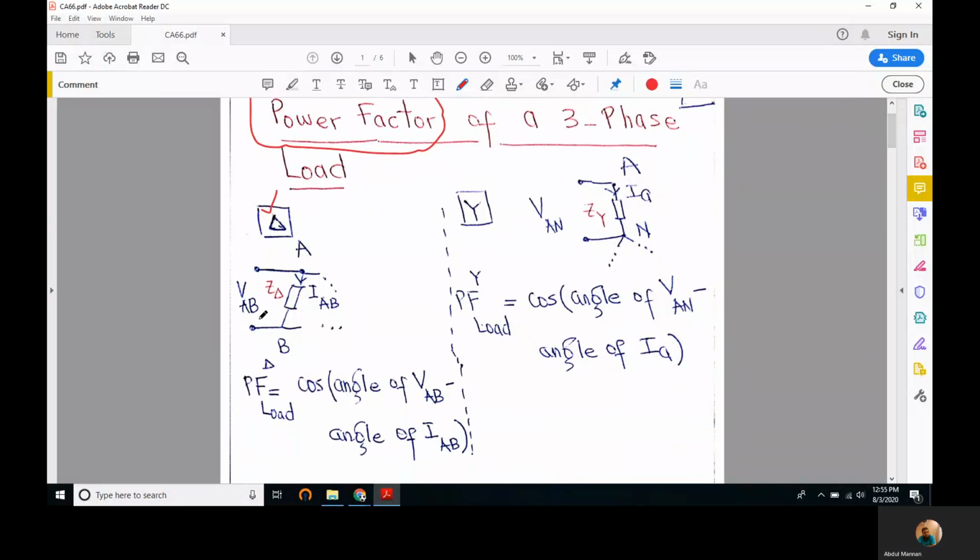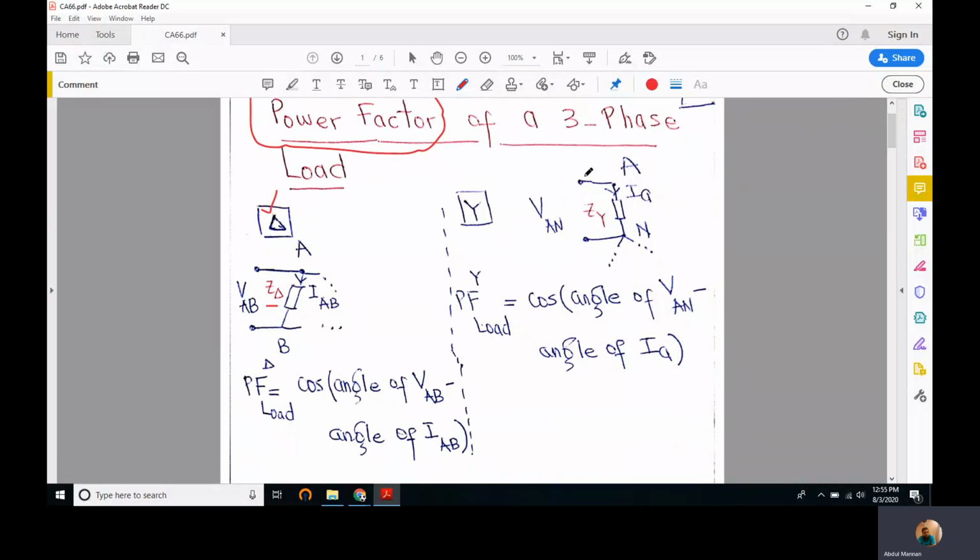In a delta connected load, we know we have the voltage in each phase. Across each phase, we have the line voltage across the Z delta, the per phase impedance, whereas we have the phase current IAB or IBC or ICA flowing through the load in a phase. So the power factor of a phase is the cosine of the angle of the voltage across the per phase impedance minus the angle of the current flowing through it, right? So if we have the same Z delta in each phase, we have the same power factor in each phase, which is actually the power factor of the delta connected load.